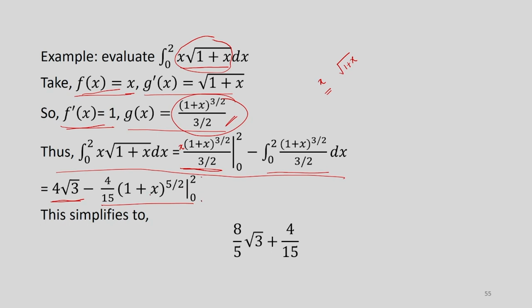And then obviously there are x's here. So, I have to evaluate this particular term at 2 and 0 and take the difference. And if I have done that, then I will get this expression, which is 8 divided by 5 multiplied by root over 3 plus 4 divided by 15. And this should be all right, because we know the definite integrals are numbers, and this is a number.